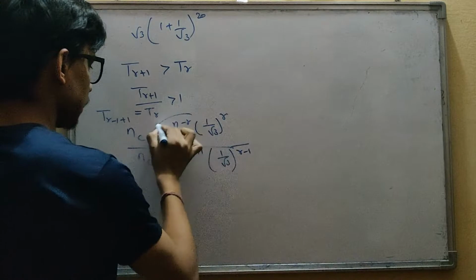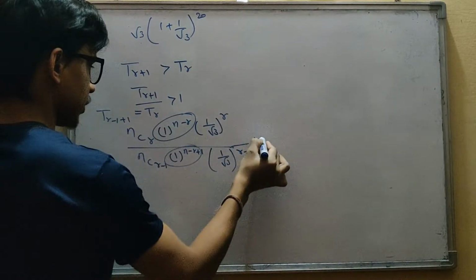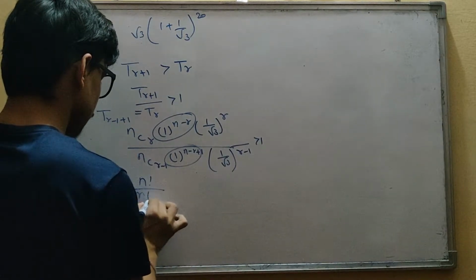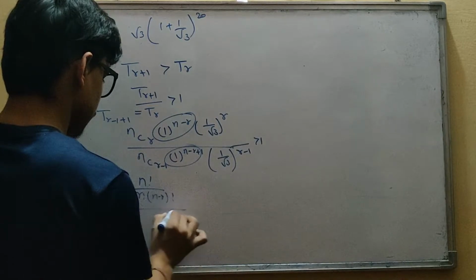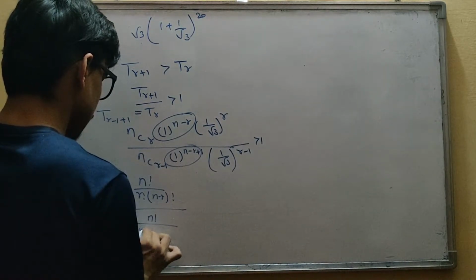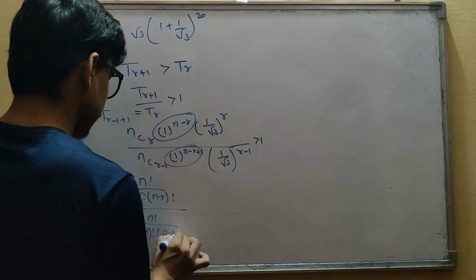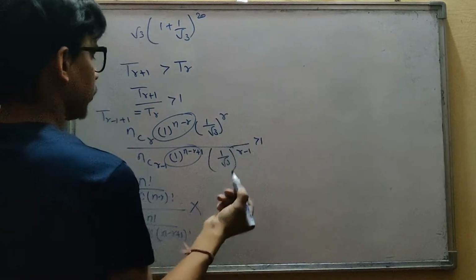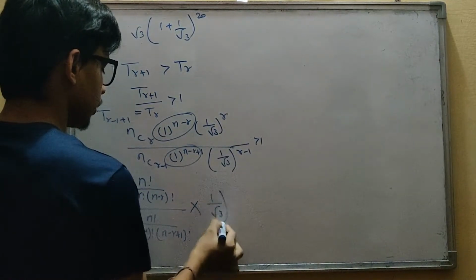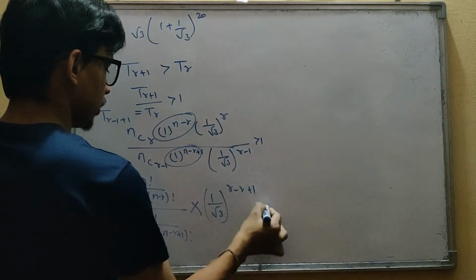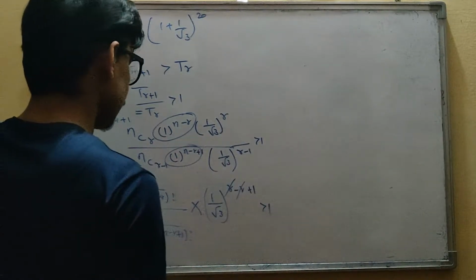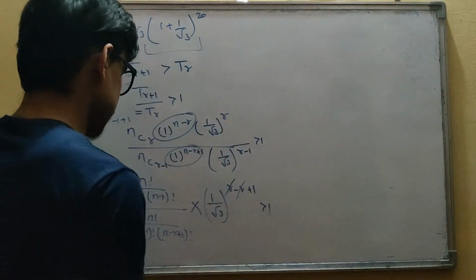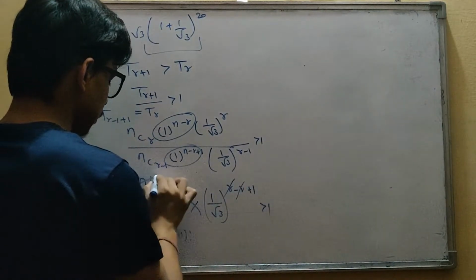Now this is greater than 1, so nCr can be written as n factorial upon r factorial upon n minus r factorial, divided by n factorial upon r minus 1 factorial and n minus r plus 1 factorial. And now bases are same, 1 upon root 3, 1 upon root 3, so power gets subtracted. So 1 upon root 3 to the power r minus r plus 1, that should be greater than this. Okay, so we are talking about this expansion, this term. Now n factorial will cancel out with this one.